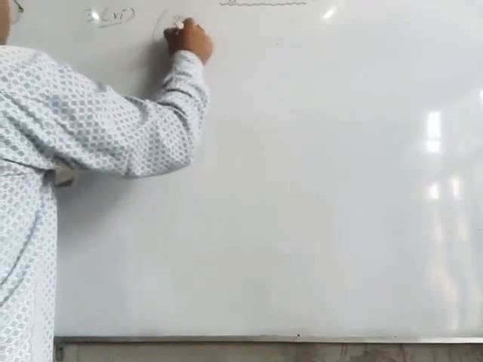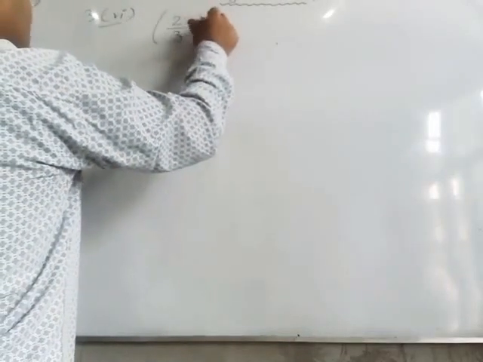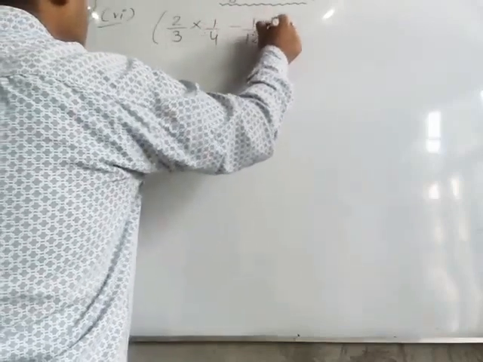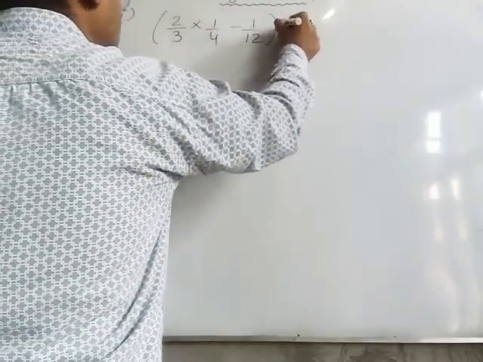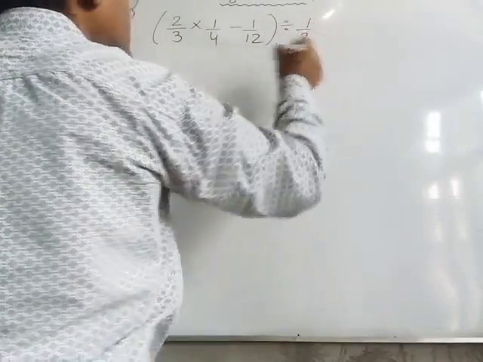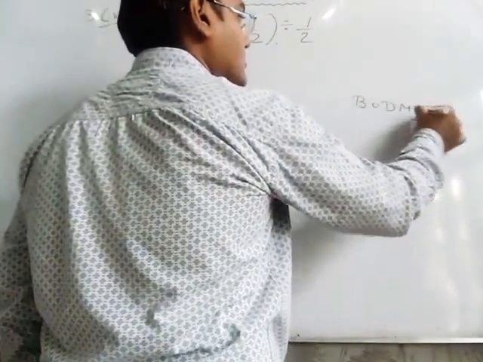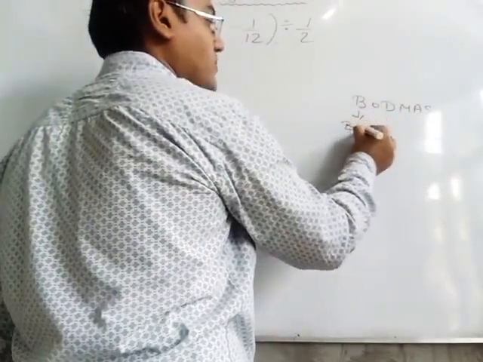Bracket 2/3 multiply 1/4 minus 1/12 bracket close divided by 1/2. So this is the question. BODMAS we will use here. B stands for braces or bracket.